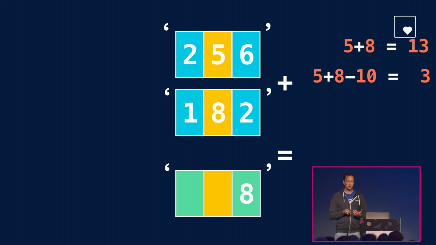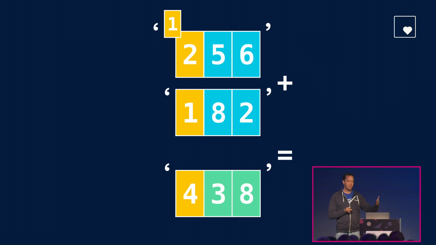So we do this sort of primary school mathematics technique where we subtract 10, carry a 1, and write the remainder in the current column. So now we write a 3, and we carry that 1 over to the next column, and then we move down, and we have 1 plus 2 plus 1, which gives us 4. And we were able to add these strings, which was pretty fun.